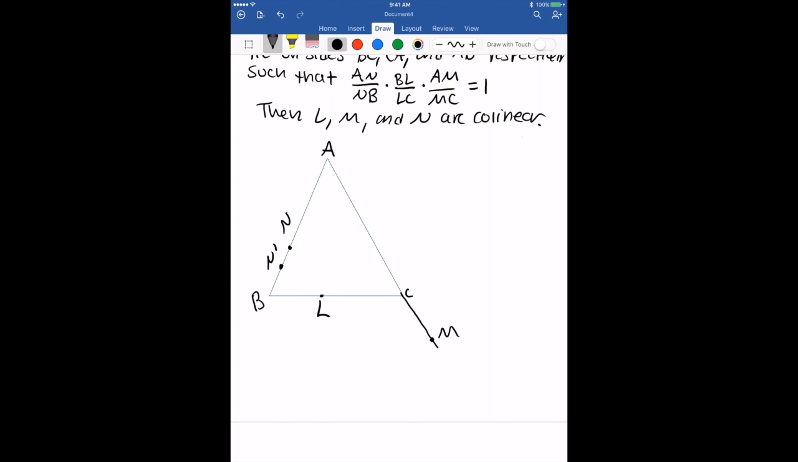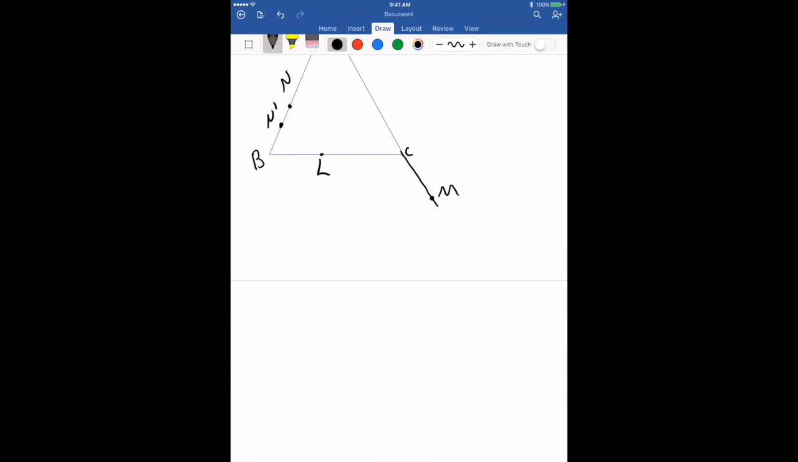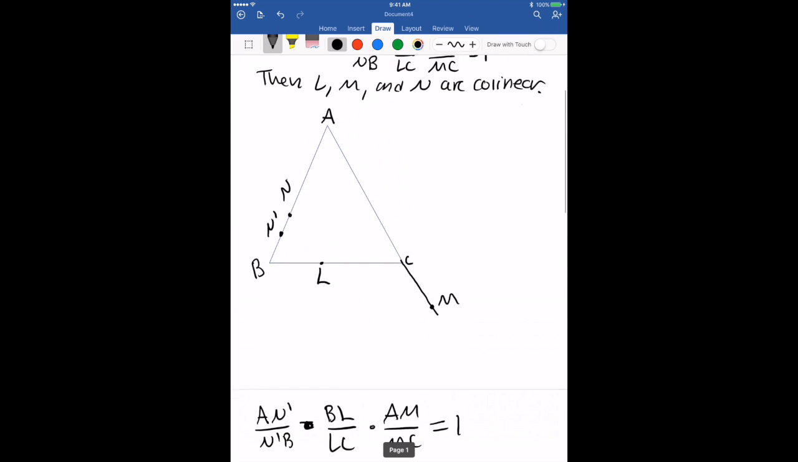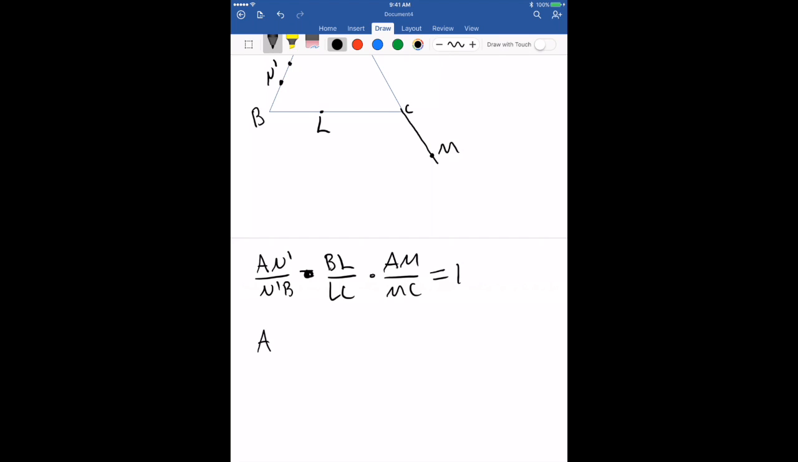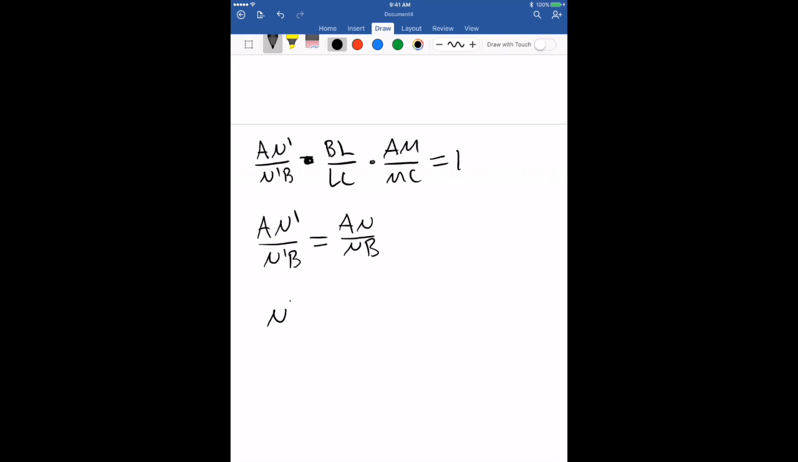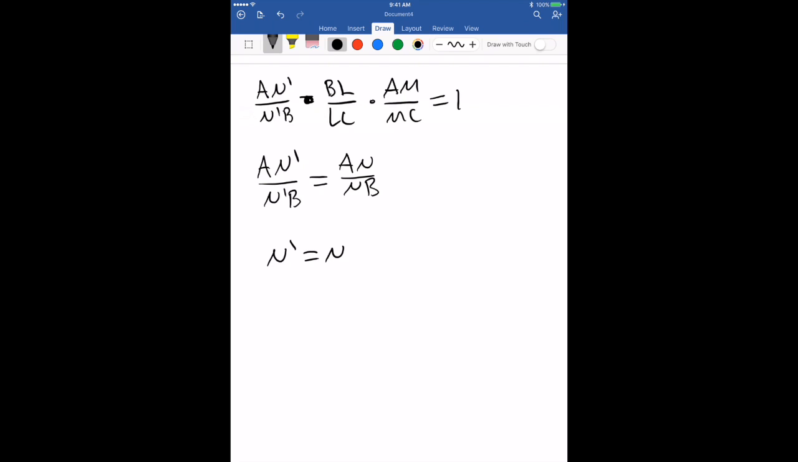which is the intersection between LM and AB, such that we get a new ratio that states that AN prime over N prime B times BL over LC times AM over MC is equal to 1. From here we notice, from our original ratio up here, that AN prime over N prime B is the same as AN over NB, giving us that N prime is simply equal to N, making it so that L, M, and N are all collinear.